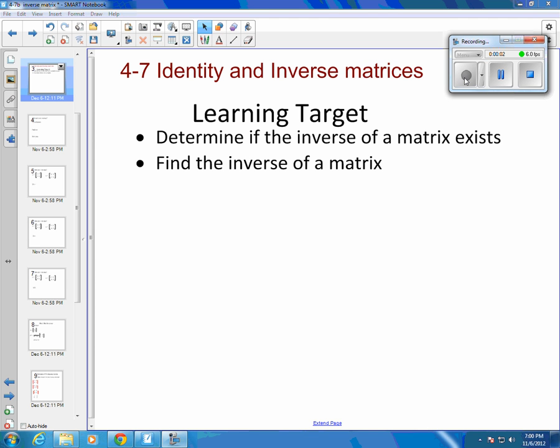Algebra 2, this is Chapter 4, Section 7. We're going to talk about identity and inverse matrices, but mostly the inverse matrices. So let's get started. First of all, we need to determine if an inverse of a matrix exists, and we need to be able to find the inverse matrix.